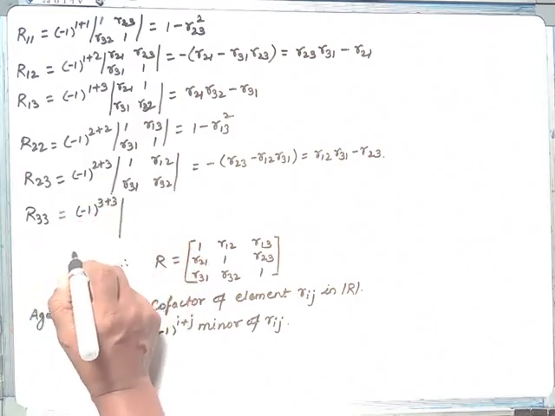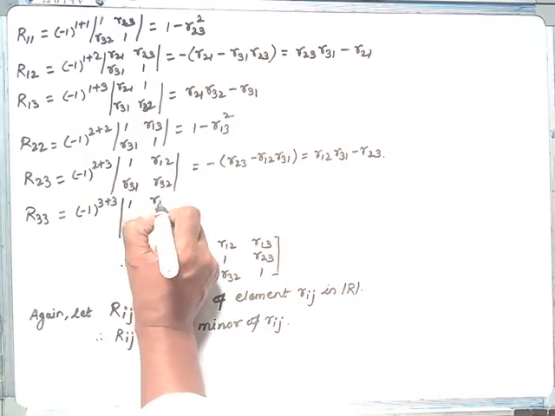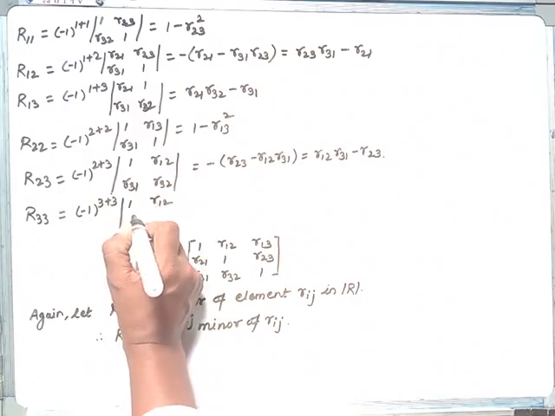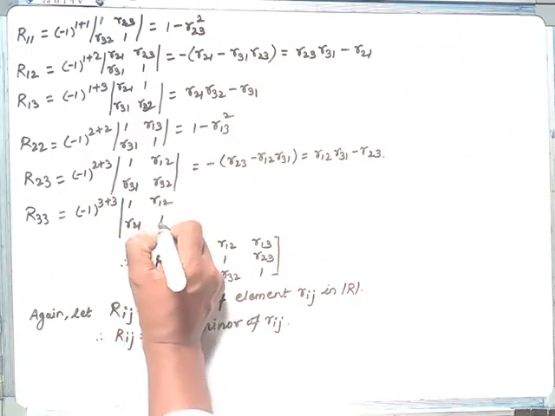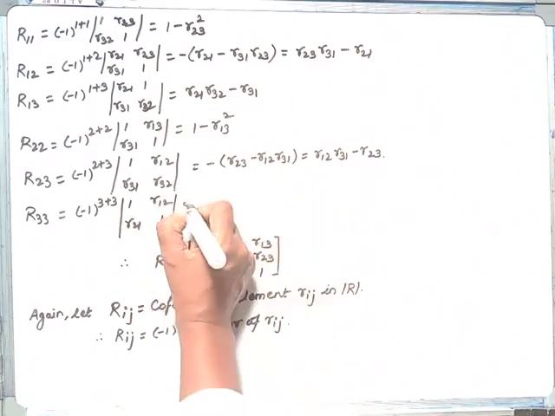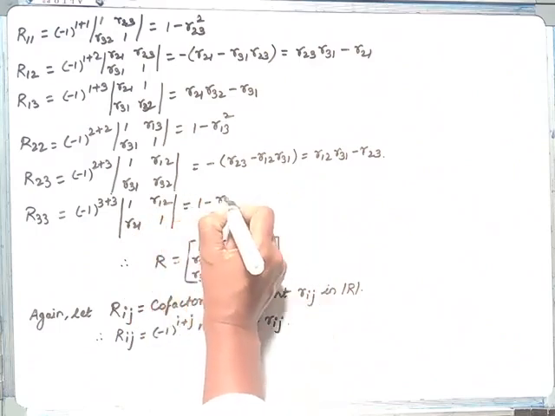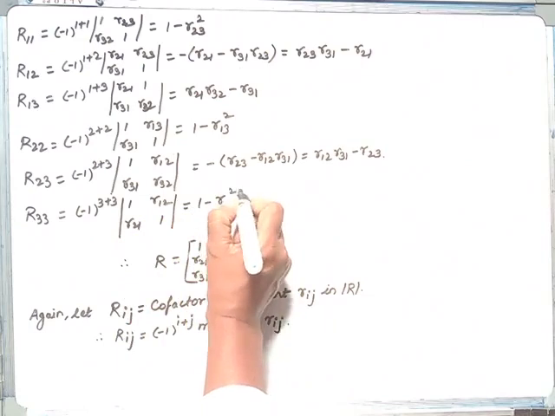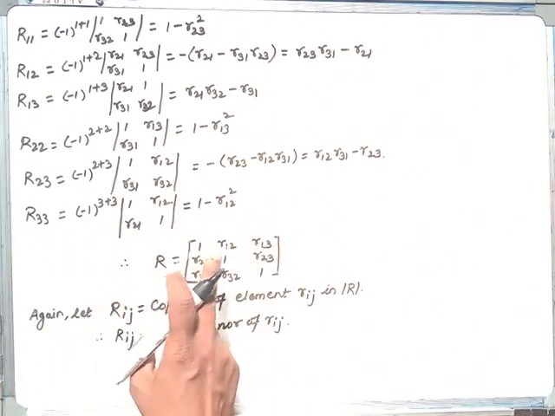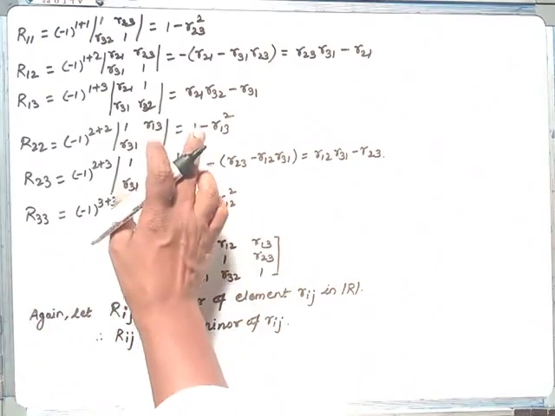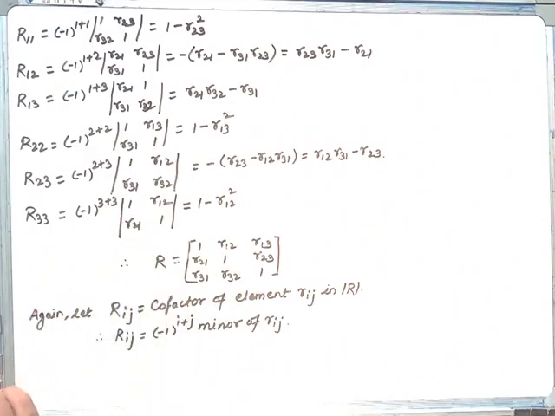Determinant of what? 1, R12, then R21 and 1. So that will be 1 minus R12 square. So now these are the cofactors. Now let me write a few notes on these cofactors.